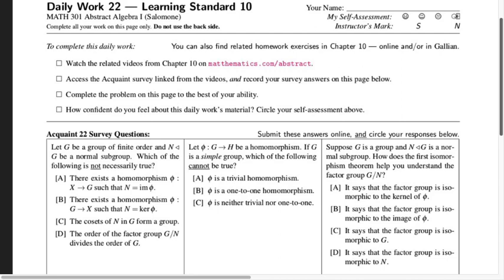Anyone have an answer besides A? B. B? I don't know. Devil's advocate. That was going to be one of those two. I appreciate the devil's advocacy.